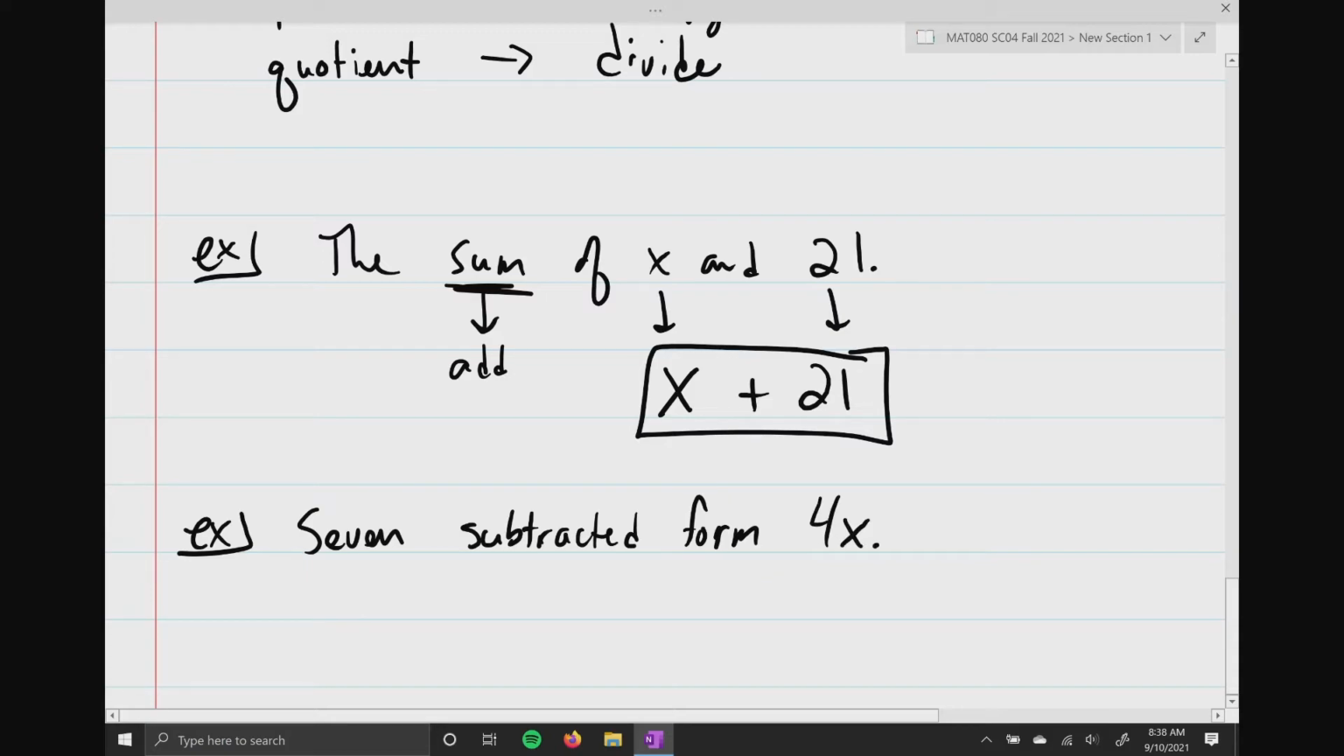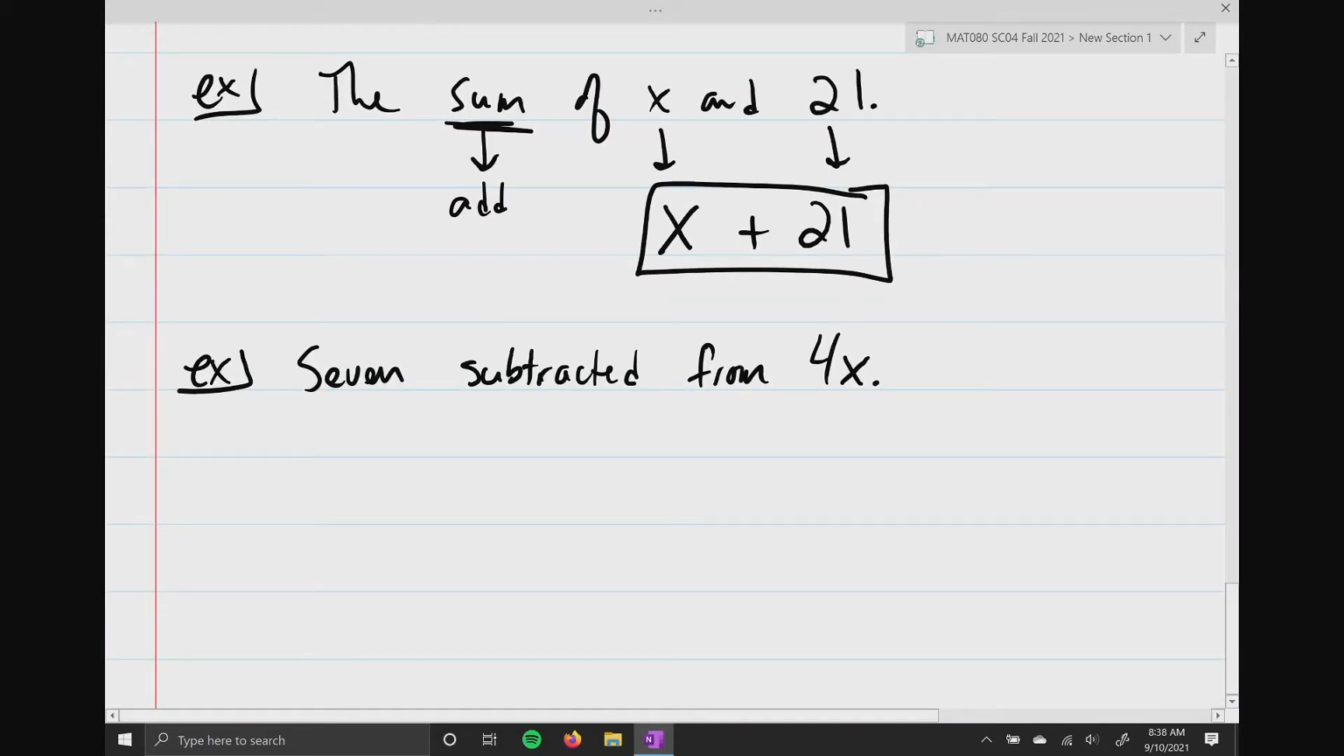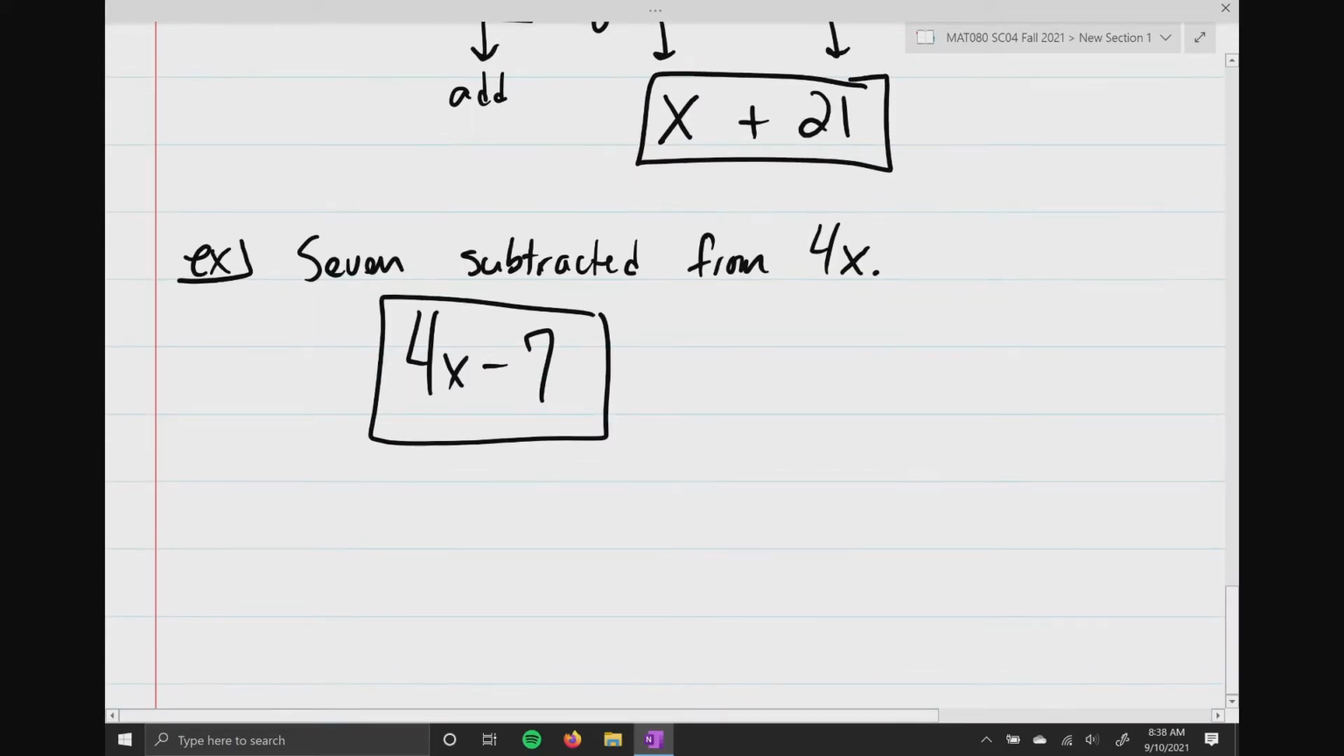Seven subtracted from 4x. And what does that mean? You're subtracting 7 from 4x. Okay, so what do I start with? 4x minus 7. Perfect. Very good, Stevie. Thank you for that. All right, so be careful with that. All right? Now, here's the new one, because I think these two were like review from the previous chapter. Now I just threw in a variable.